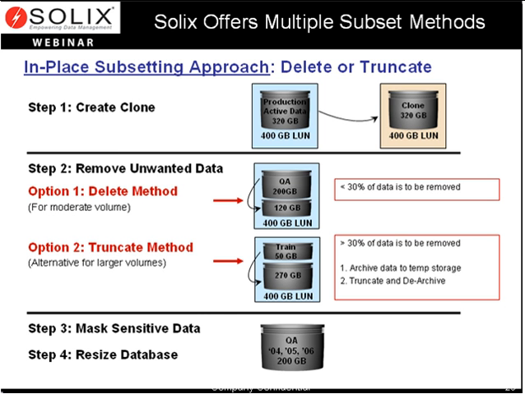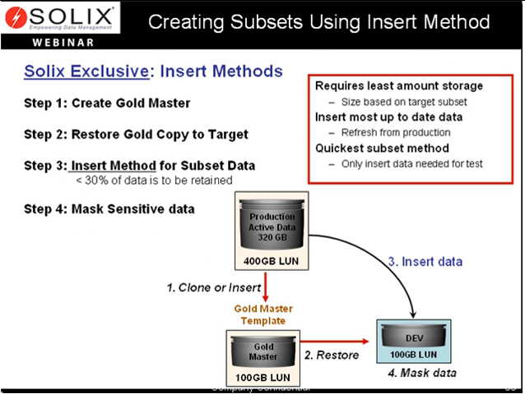With the insert method, which is Solix's unique approach, we use an insert method, and this is a Solix exclusive. This requires the least amount of storage, and you can create those clones right-sized based on the target amount of data that you need. So you insert the most up-to-date data, whether it's a refresh from production or directly from production, and it really is the quickest subset method because you're only inserting data that is needed for that particular test environment. This method is really good when the amount of data that you want in the subset is approximately less than 30% of the data from the total amount that might have been in production or the recent clone.